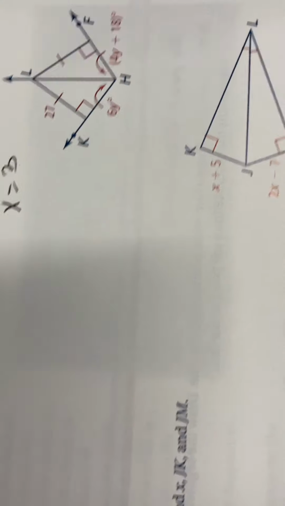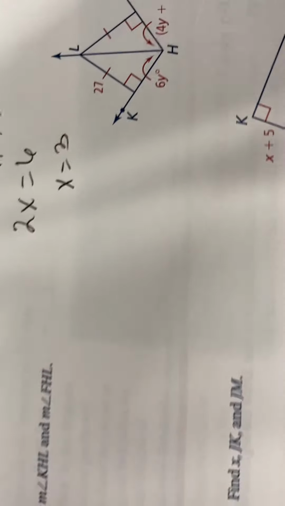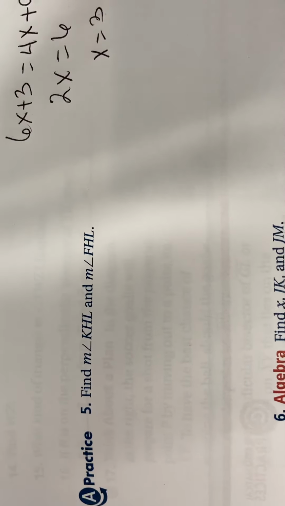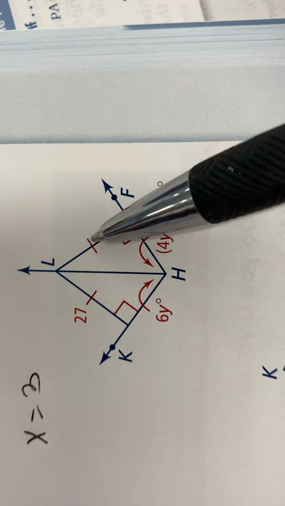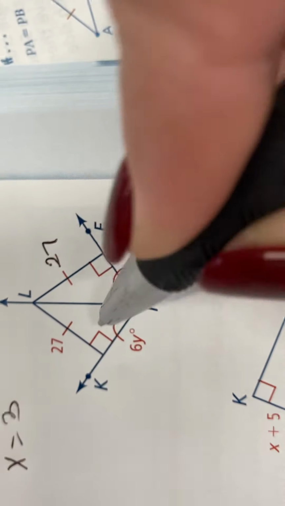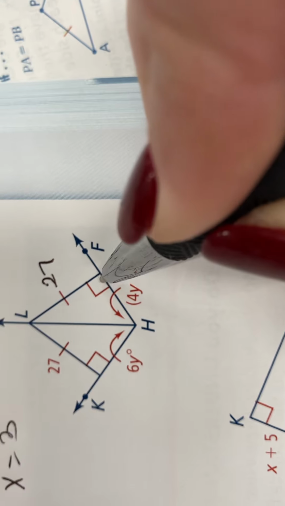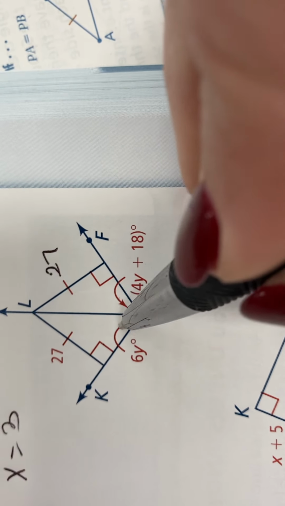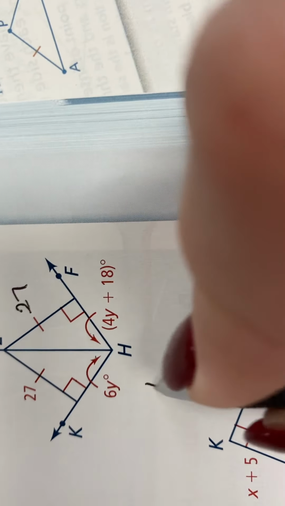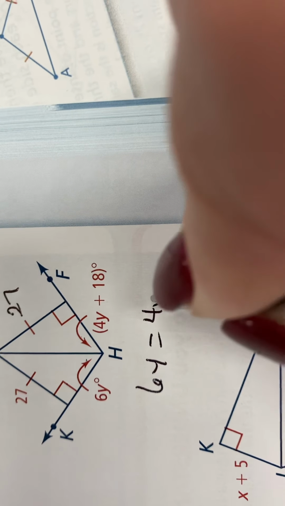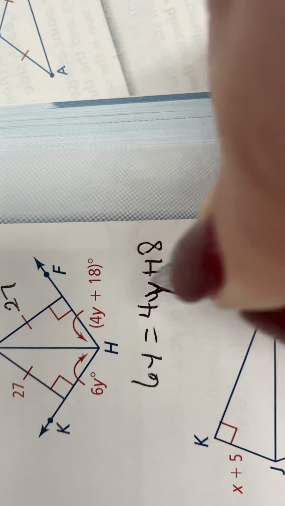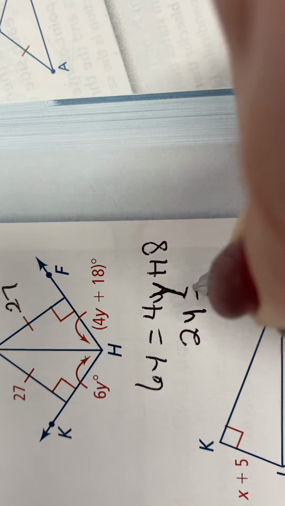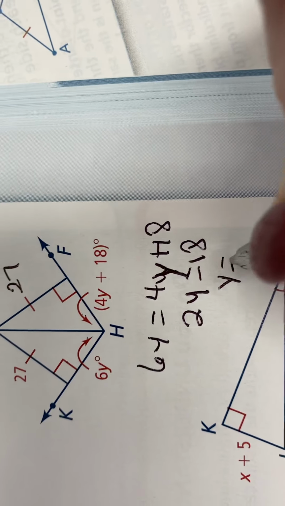All right, going down to the first problem on the practice, it wants you to find the angle measurements. So let's come over here to the picture. What you should notice is that these lengths are both the same, so that has a length of 27. Do they hit at 90-degree angles? Yes. And if that is the case, then I know these two angles have to be the same. So you would write 6y has to equal 4y plus 18. You're going to subtract your 4y, so you get 2y equals 18, which means y is equal to 9.